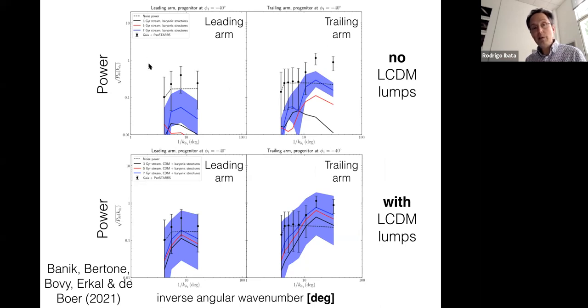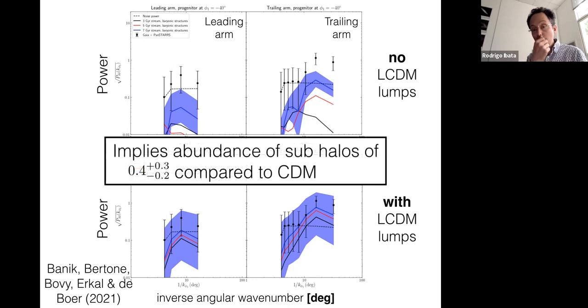You can see here that when they use only the baryonic substructures, the claim is that the lumpiness you see in these models isn't as high as what you actually measure in Gaia. And it's only after they put in the lambda cold dark matter subhalos that you get something that approximates what is actually measured. They use this to claim that there is a significant number of cold dark matter subhalos out there, about 0.4 compared to the predictions of CDM.